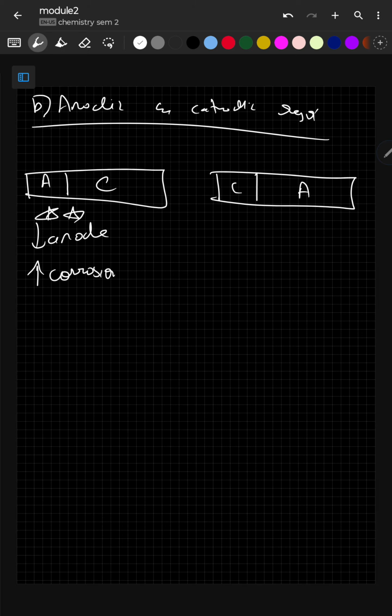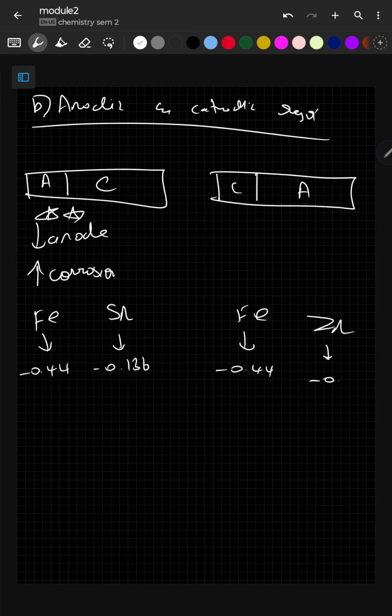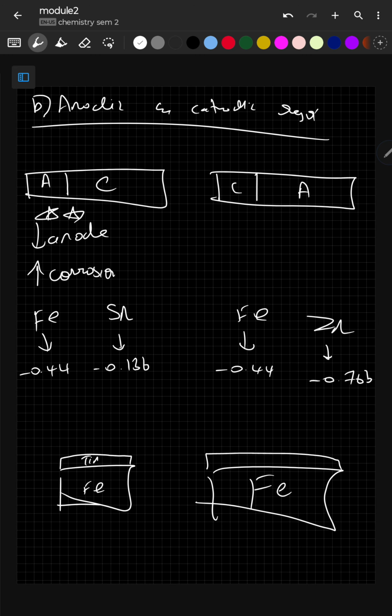Same example, I will take iron and tin, and I will take iron and zinc. SRP of iron is minus 0.44, SRP of tin is minus 0.136. I don't know these values by heart, I'm just seeing and writing the values. Iron is minus 0.44 and zinc is minus 0.763. What I am doing is, iron is the metal, I'm coating it with tin. Here iron is the metal, I'm coating it with zinc.